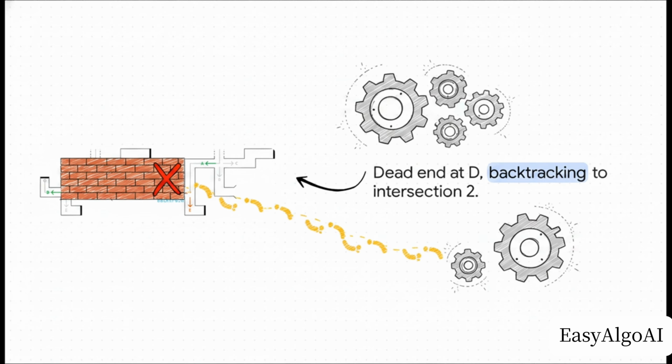But listen, this is exactly where the magic happens. You don't just stand there staring at the wall, you turn around, retrace your steps, and walk right back to that second intersection. This physical act of reversing your path when a choice turns out to be invalid, that is the very heart of backtracking.